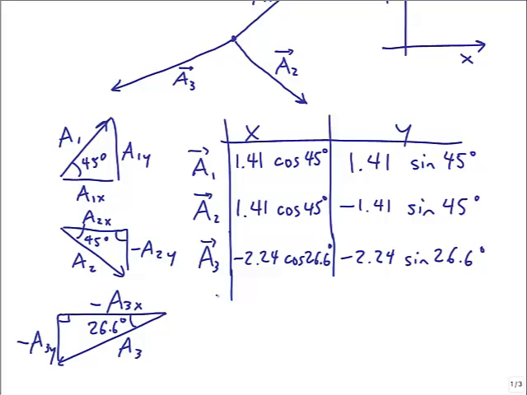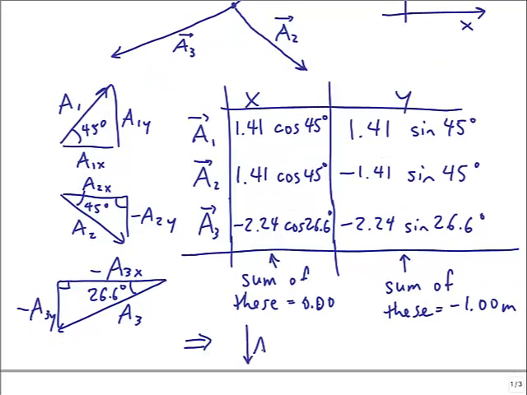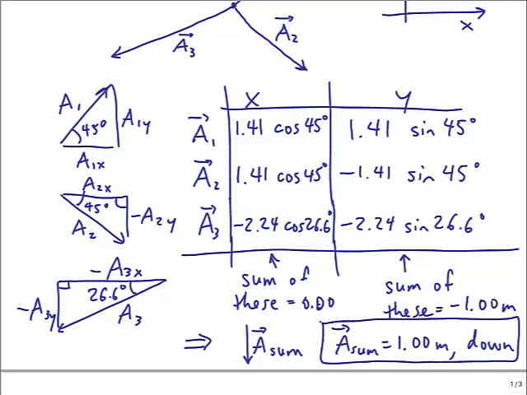So we can plug all these values into our calculator and just add up the x components, and we get 0. If we do the same thing with the y components, we add them all up, you can check me, you get negative 1 meter. So the final vector is down, and it's 1 meter long. It's 1 meter down. So let's try that same example again, but this time tilt the axes by 45 degrees.